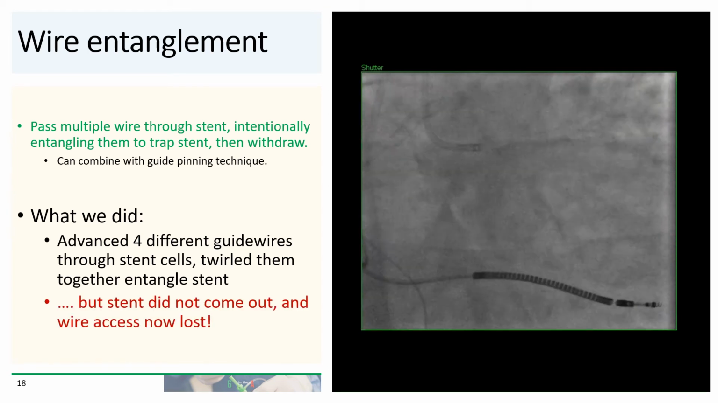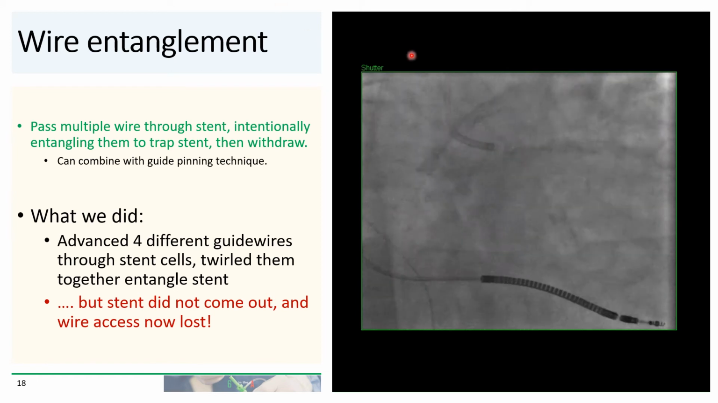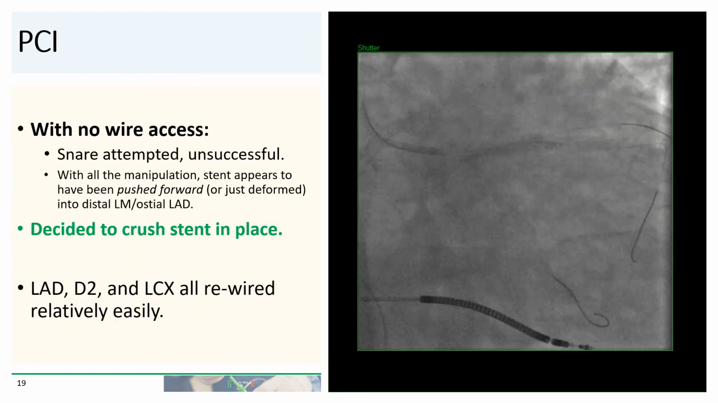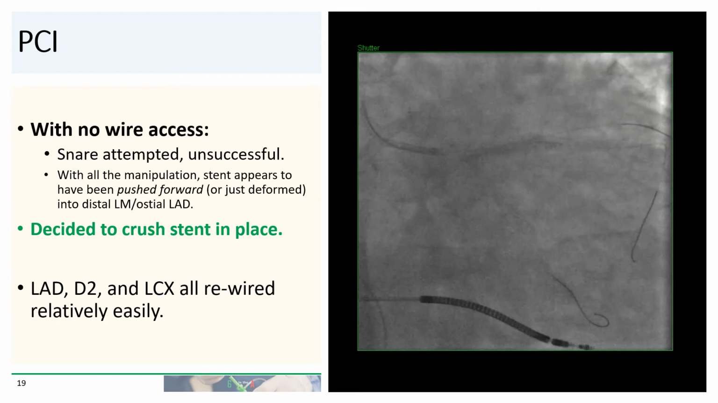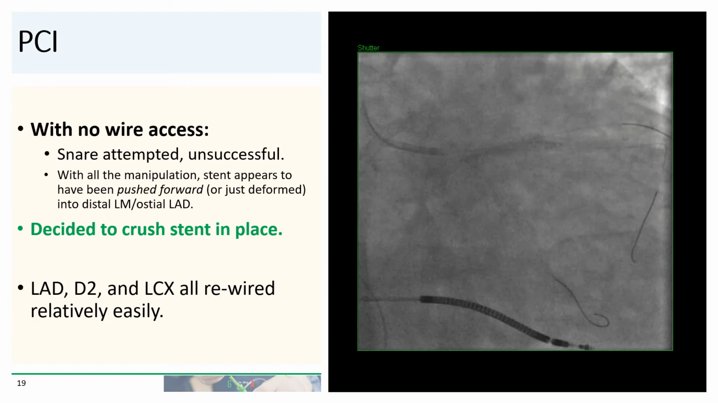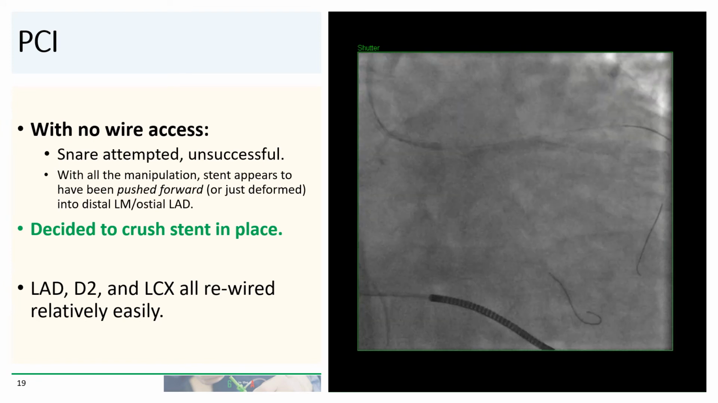And unfortunately, when we did that, not only did the stent not come out, but we actually lost wire access. You can see that the guide is now over here, all the wires are gone, and the stent is still stuck right here. So now, unfortunately, we have a situation where we have a dislodged stent, but no wire access. We attempted to try to snare it, but that was unsuccessful as well.